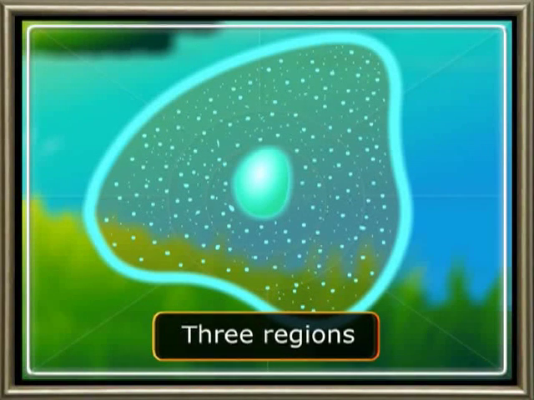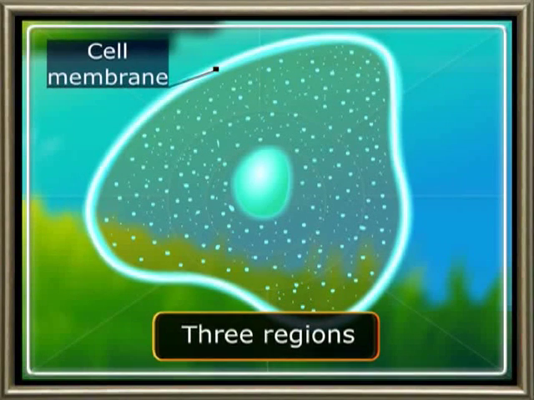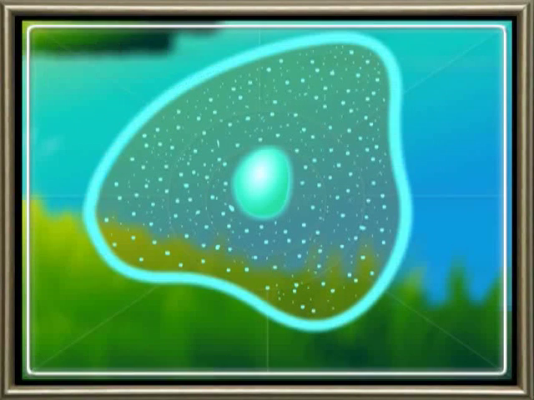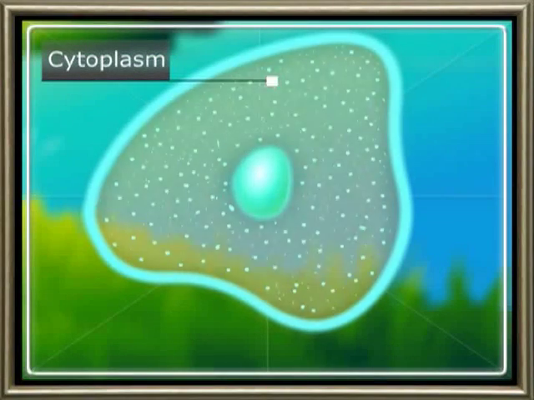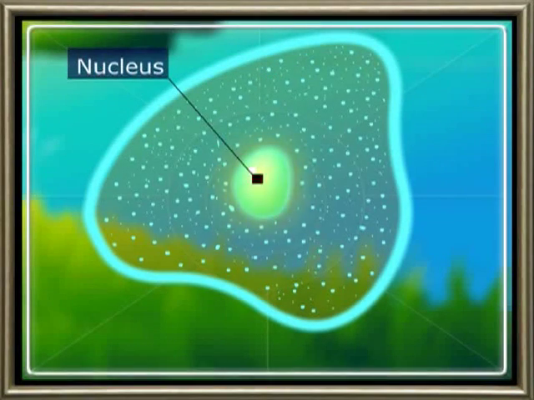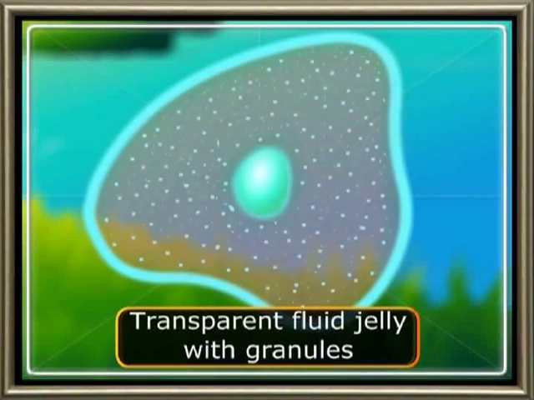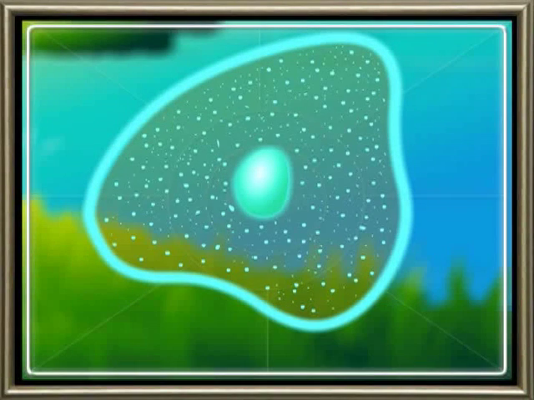The cell is covered by a thin membrane called cell membrane or plasma membrane. This membrane is made up of lipids and proteins. The cell membrane encloses cytoplasm and nucleus. The cytoplasm is a transparent fluid jelly with granules. The nucleus is generally present in the center of the cell.